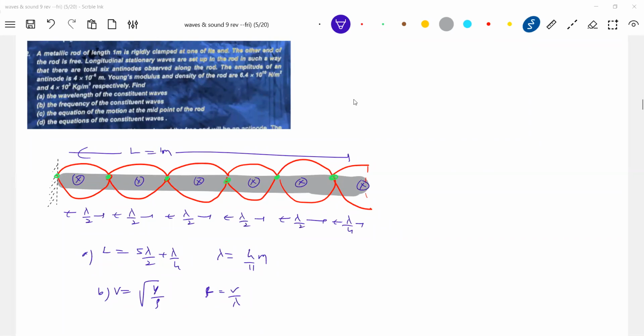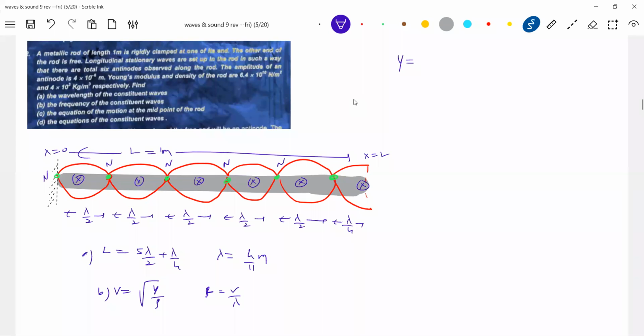How to write at the midpoint of the rod? Equation of the motion: at first we'll write the equation for the standing wave. At x equal to 0, we define this one, no? And this is x equal to L. So at x equal to 0 should be node or antinode. What is there? Node is there.